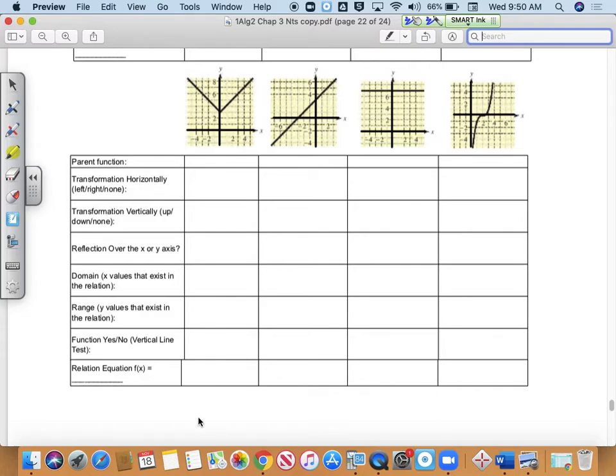So the parent function for the first one, if you're looking at the beginning of 3.7, we can see that this parent function would be f of x equals the absolute value of x. When we have V-shaped graphs like that, these are absolute value graphs.